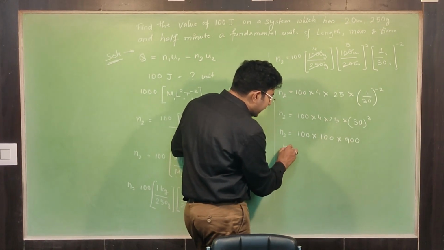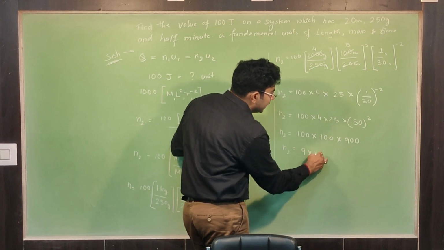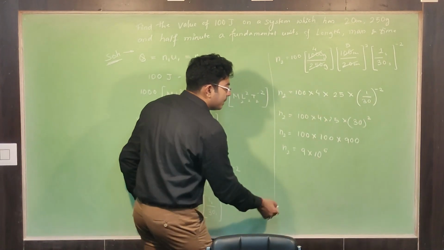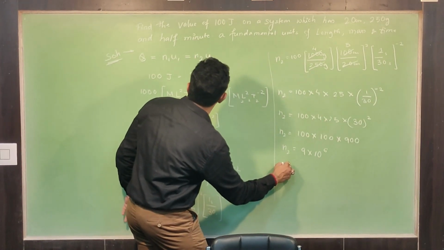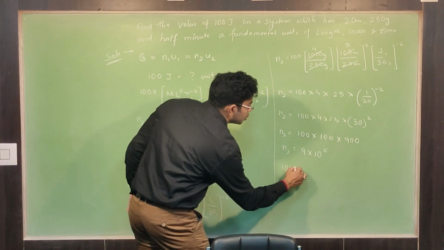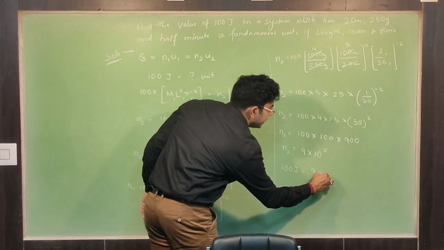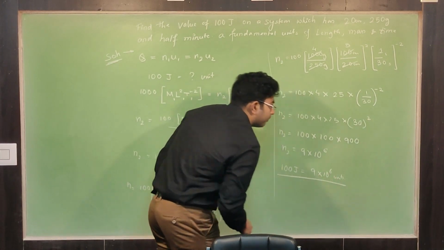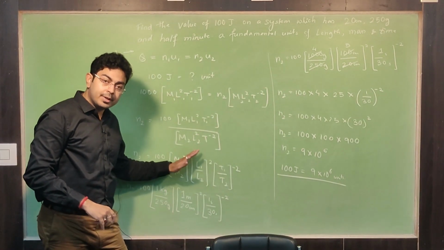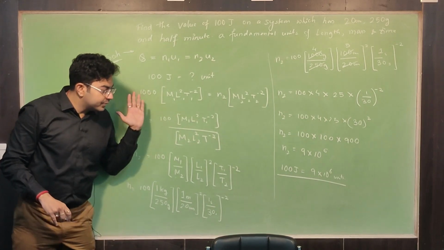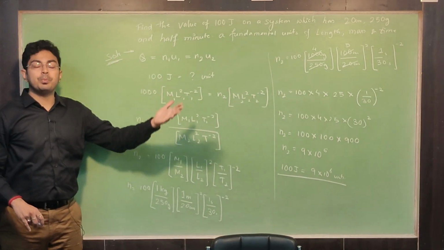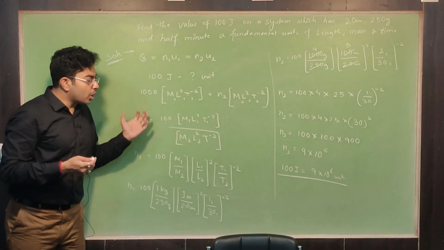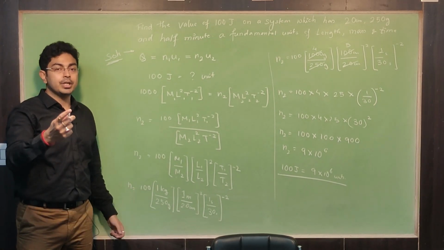So ultimately N2 is equals to 9 into 10 to the power, how many zeros we are having? 6. So ultimately our answer comes out like this. 100 joule is equals to 9 into 10 to the power 6 units. This is our final answer. Is that clear? So with the help of this kind of numericals, I hope you will be able to solve other numericals as well. So please copy it down, students. If you have any problem, you can let me know.